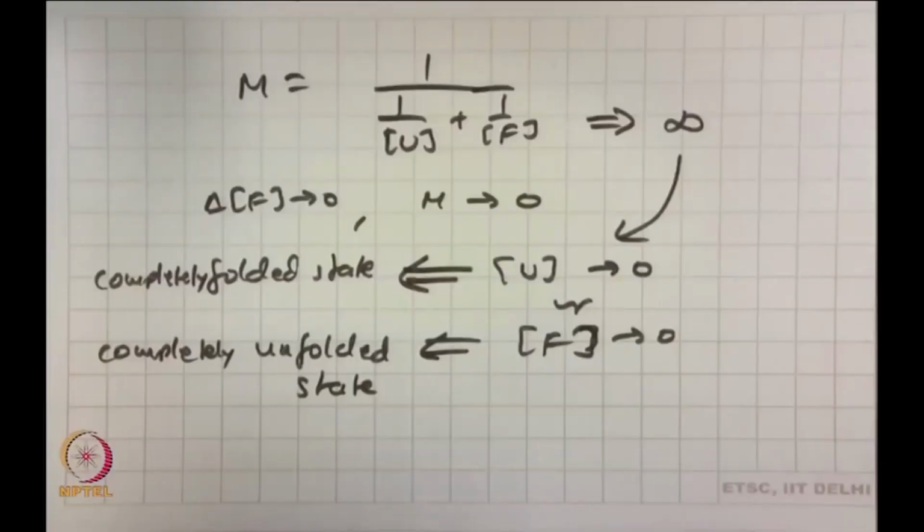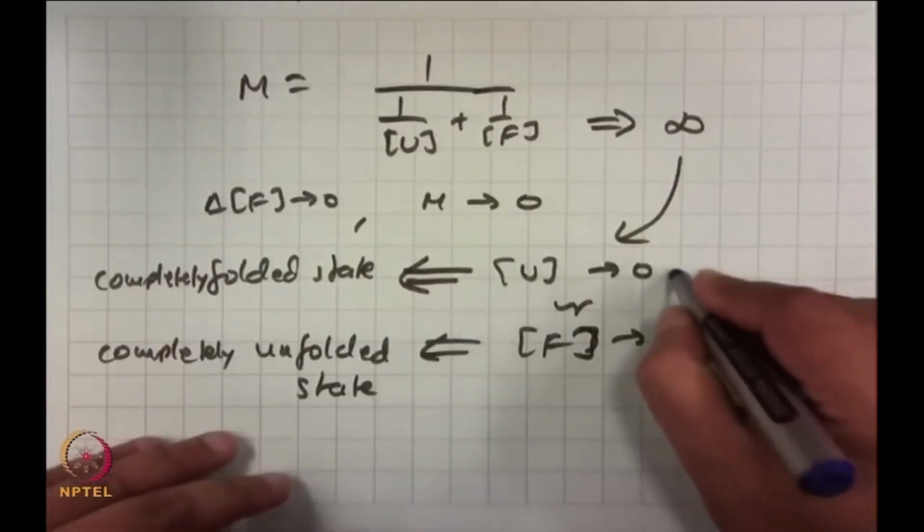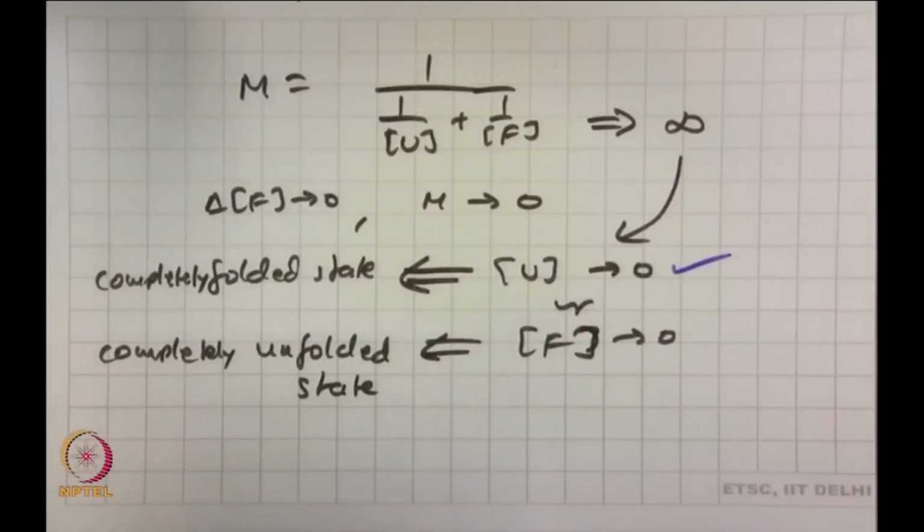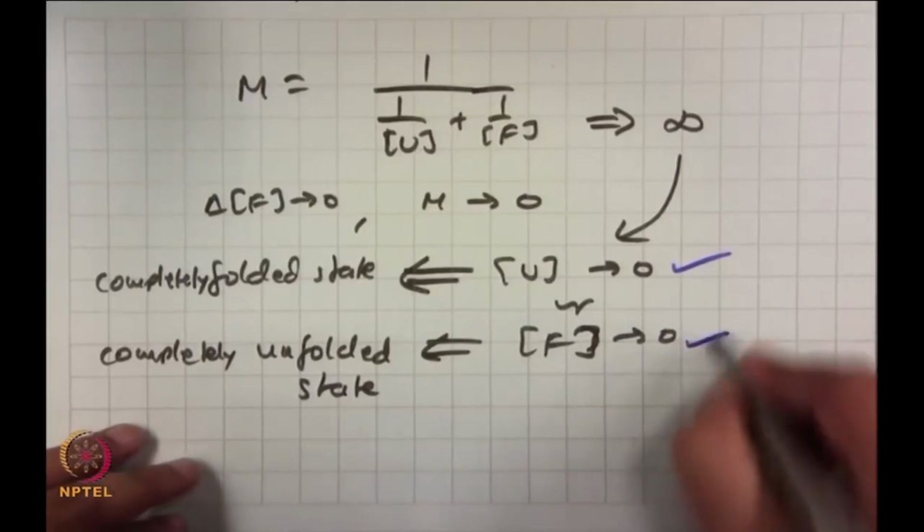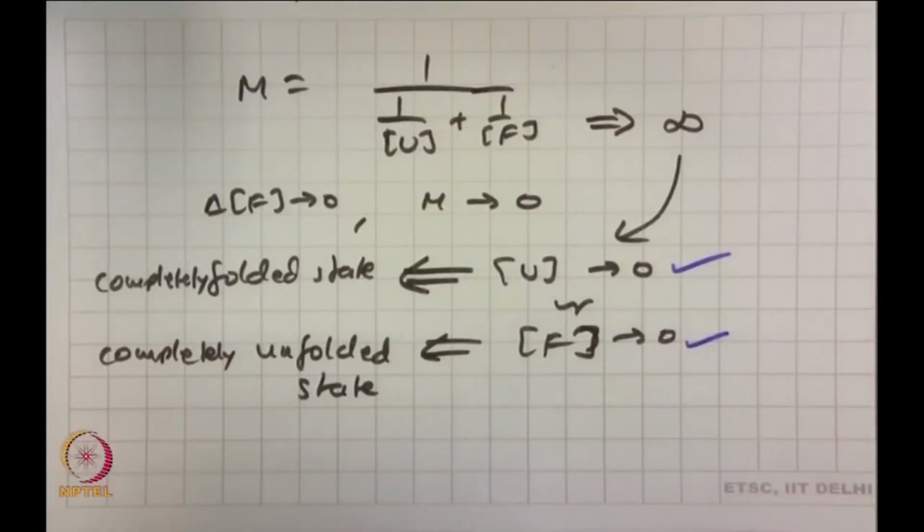So if the concentration of U tends to 0, then we are completely at the folded side, and when the concentration of F is 0, then we are completely at the unfolded side. Hence if you are at the two extremes, you better not use your temperature jump method, because you are not going to get much out of it. Why? Because m essentially will go to 0 for you.